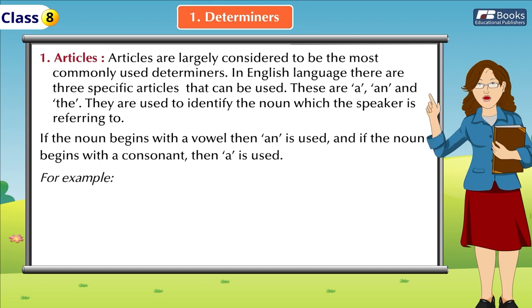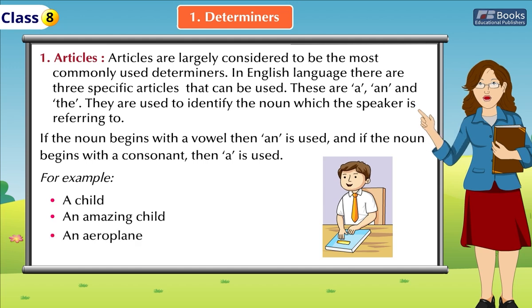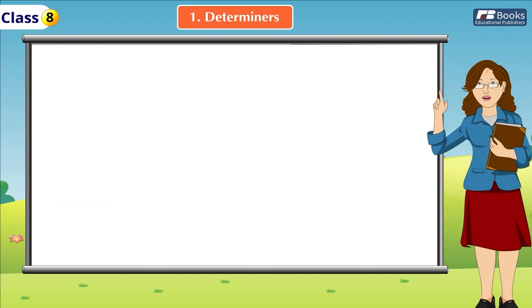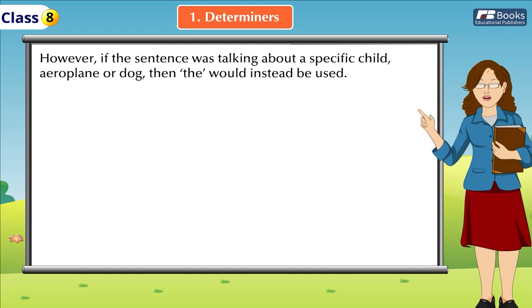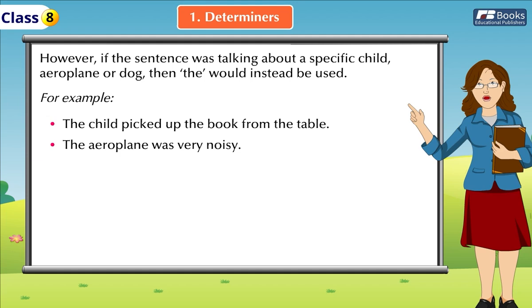For example, a child, an amazing child, an aeroplane. However, if the sentence was talking about a specific child, aeroplane, or dog, then the would instead be used. For example, the child picked up the book from the table. The aeroplane was very noisy. The dog carried a stick.